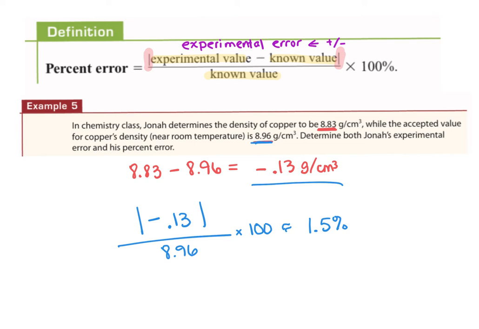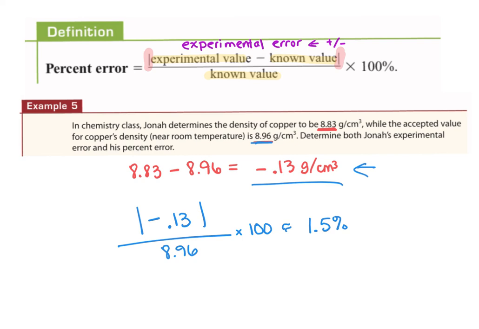How do we know he was lower? Because this was negative. He was lower than what he thought. They just want the percent he was off, 1.5%. That is percent error. You just subtract what you got from what you thought you were going to get and divide it by what you thought you were going to get.